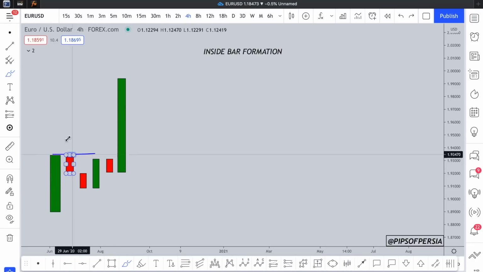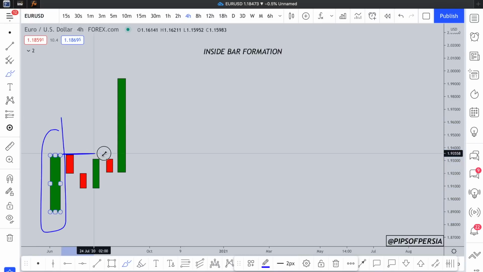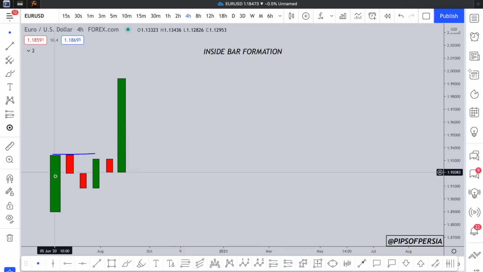This is called the mother bar inside bar formation as well. So this would be our mother bar, and all of these other candles would be the inside bar formation. So they are actually contained within the range of that mother bar. This pattern could be both a reversal and a continuation formation depending on where it's formed.